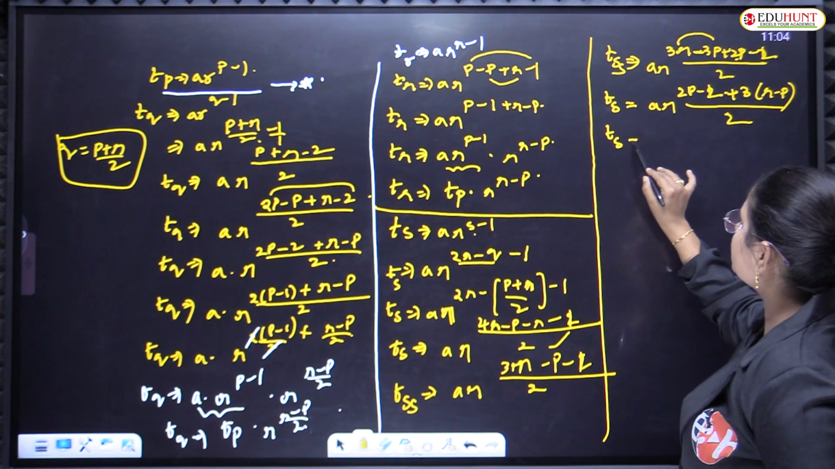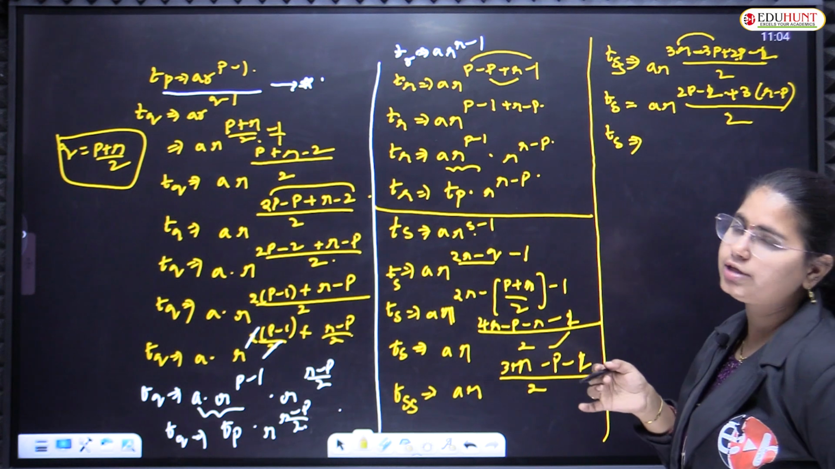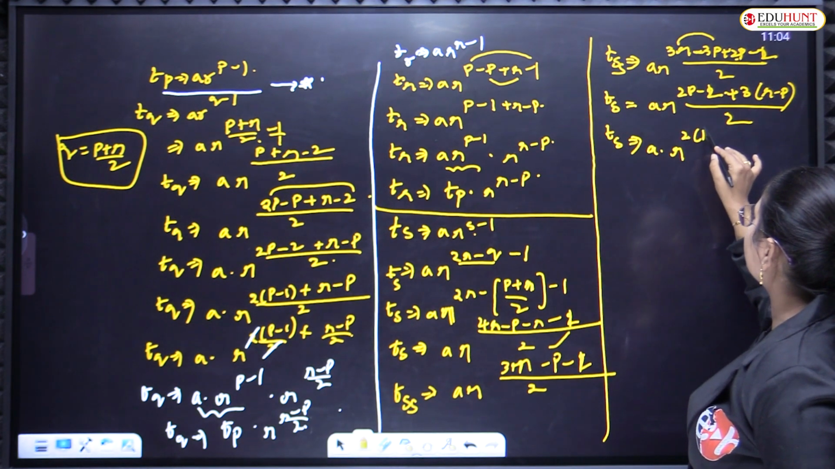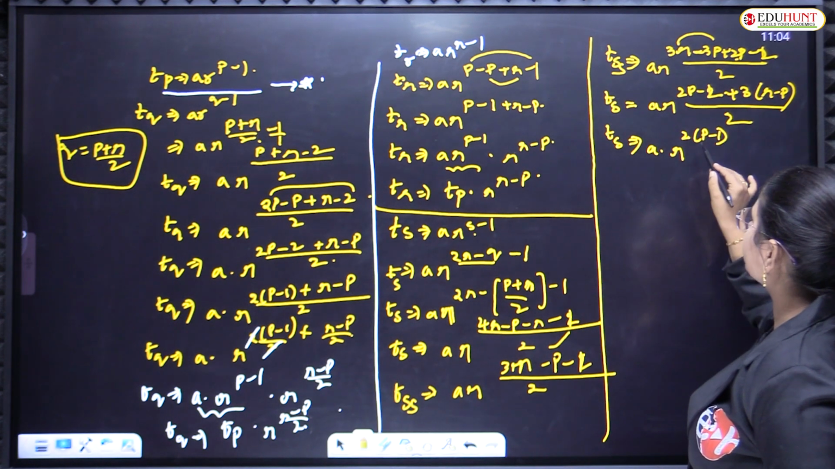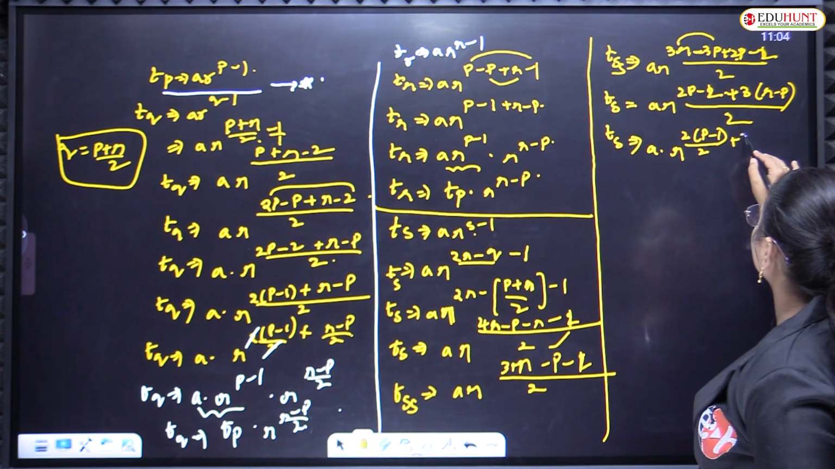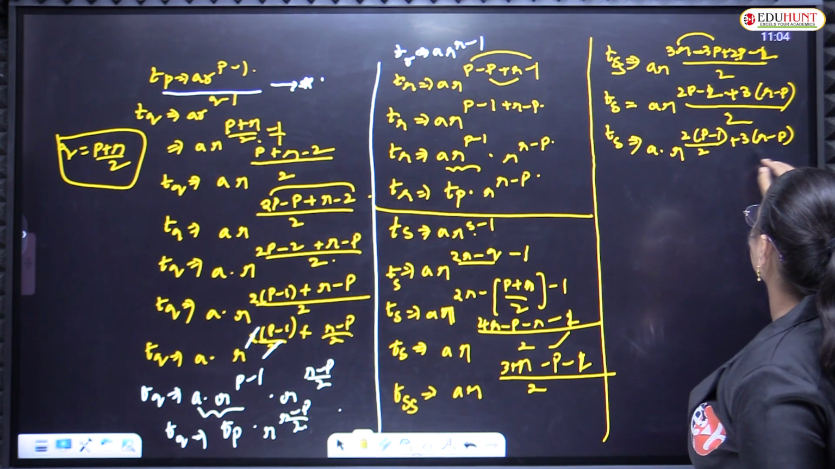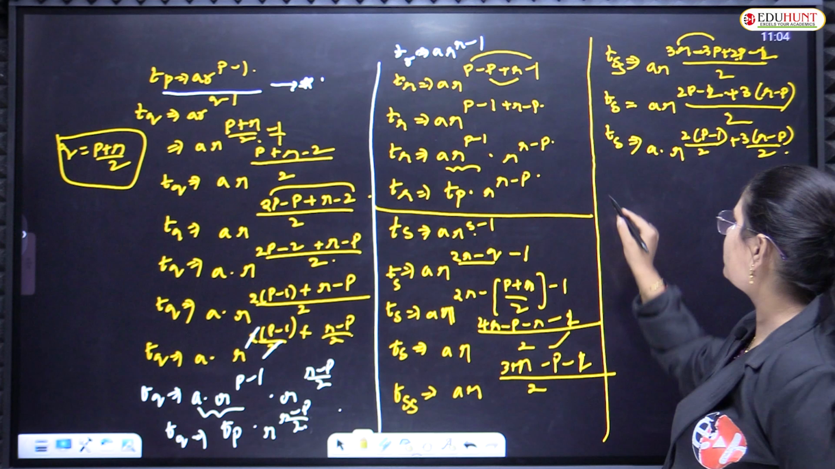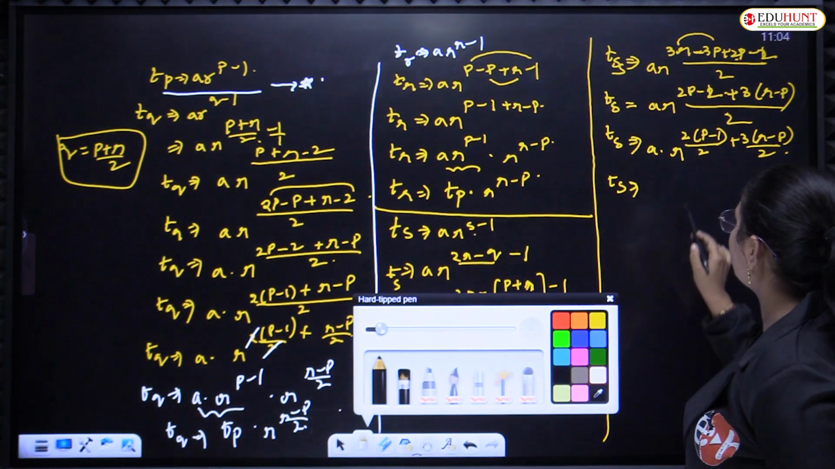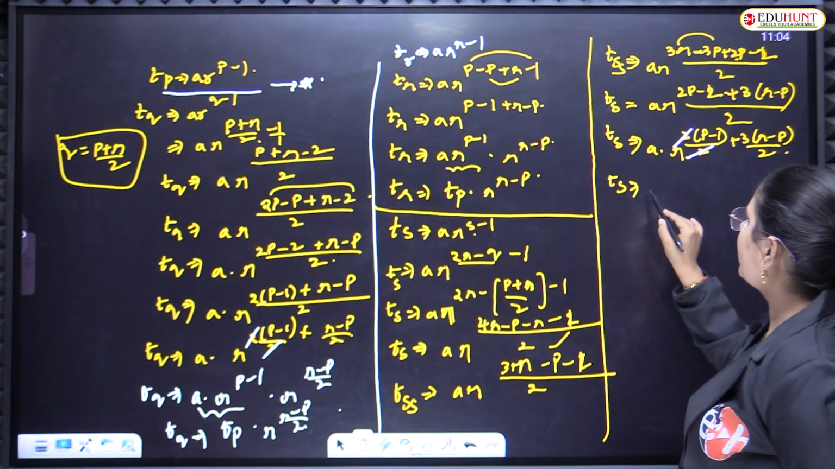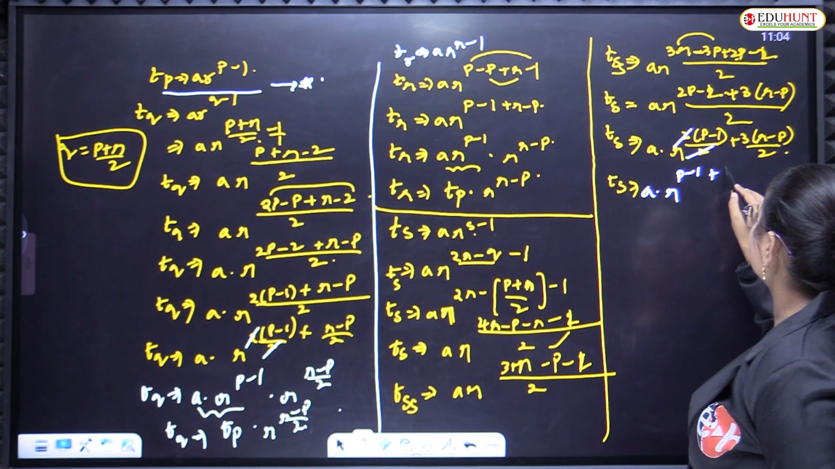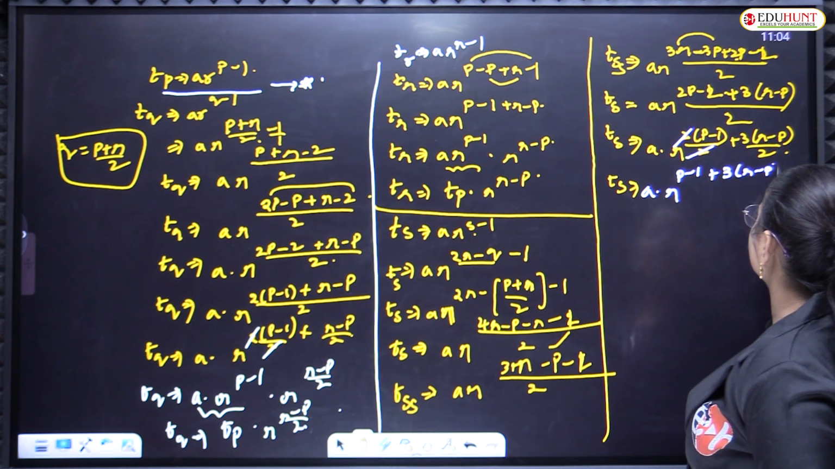Okay. So, TS is equal to, what will I have? A into R. Split 2 together and take 2 common. 2 into P minus 1 by 2 plus 3 into R minus P by 2. So, what do we have? TS is equal to, cancel this 2 and that 2. What you'll have? A into R power P minus 1 plus 3 into R minus P by 2.